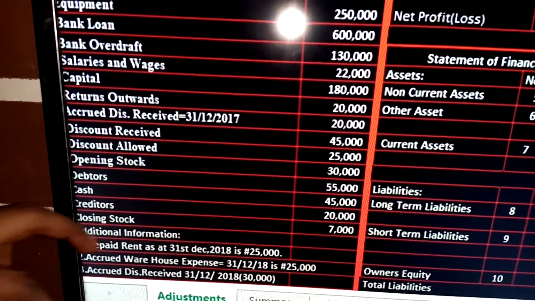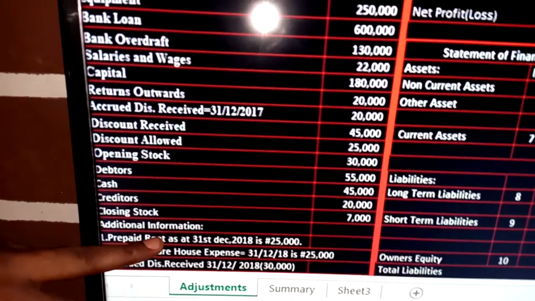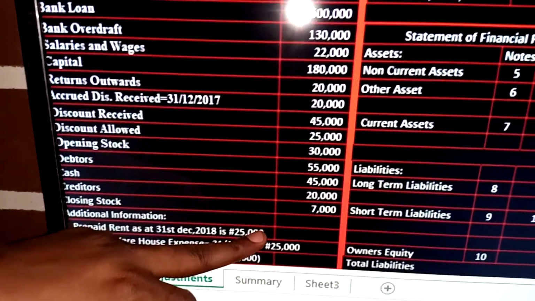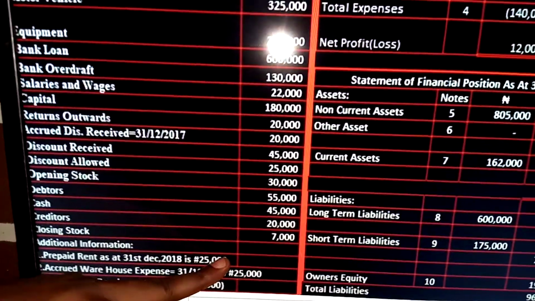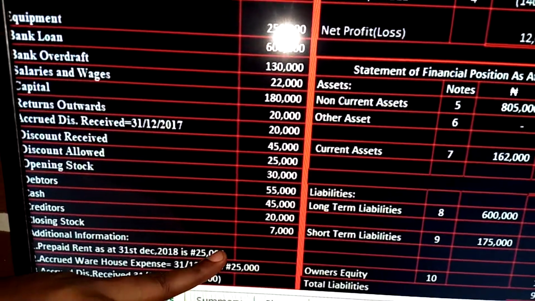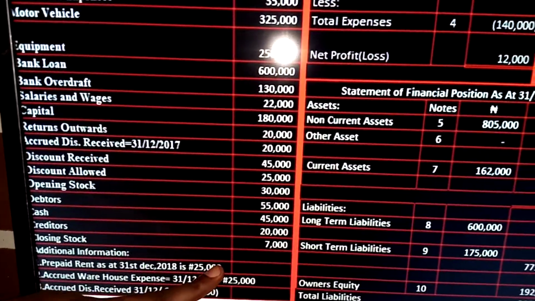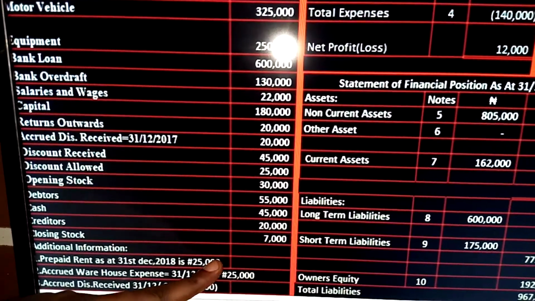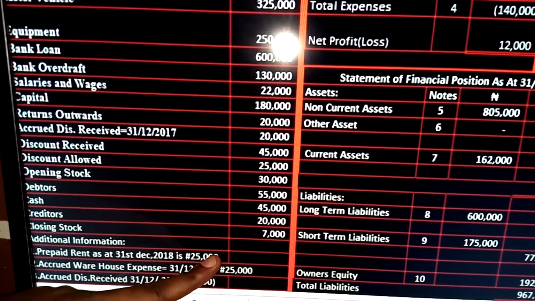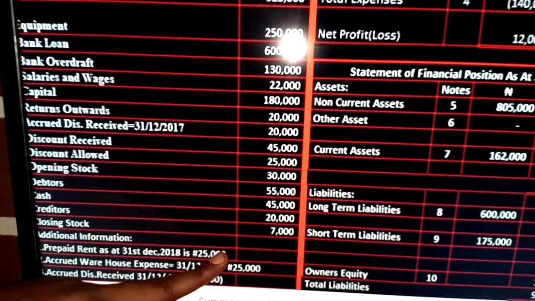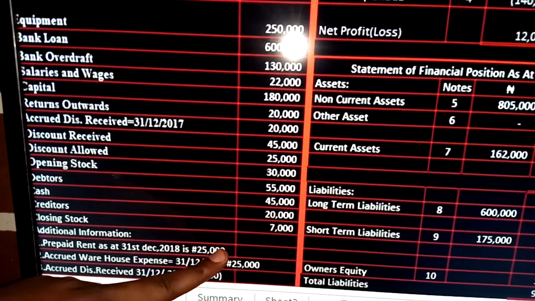And then they're saying additional information. Prepaid rent as at 31st December 2018 is 25,000. We already explained how to treat prepayments. Okay, so we're going to apply that rule here. So if you have not seen the prepayment class, you can go to the YouTube channel. It's there, prepayment adjustment for prepaid income and prepaid expenses adjustments. Okay, that is the class. So get to know how it is being treated.